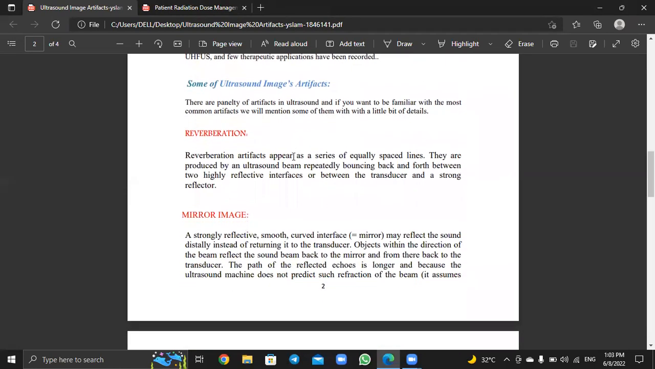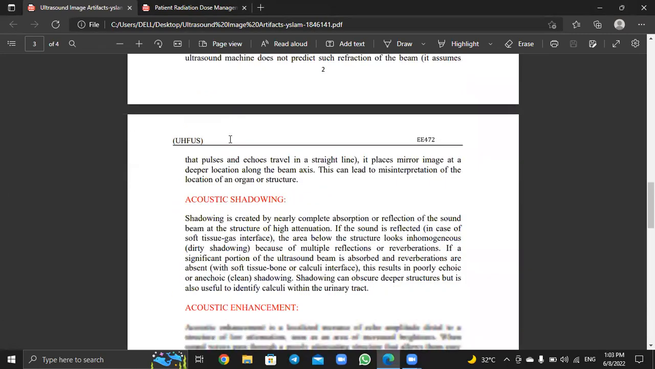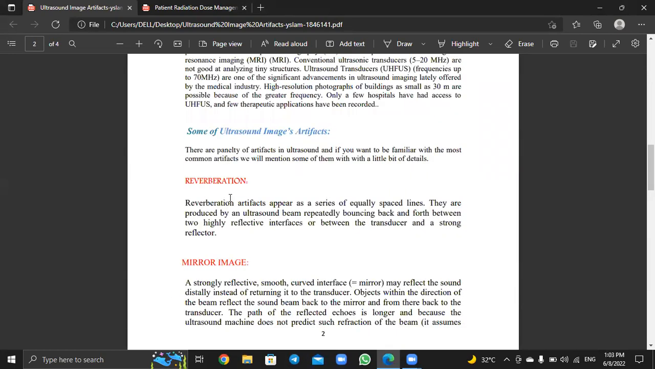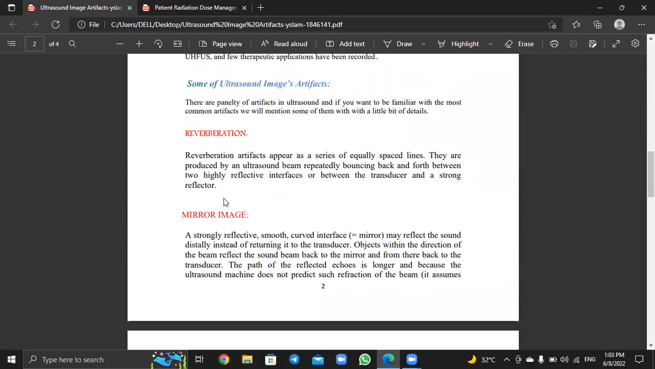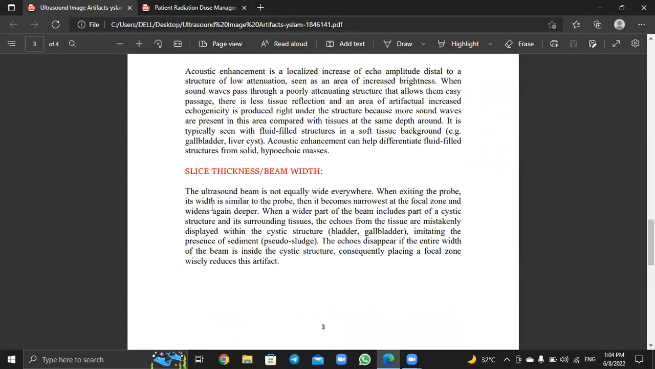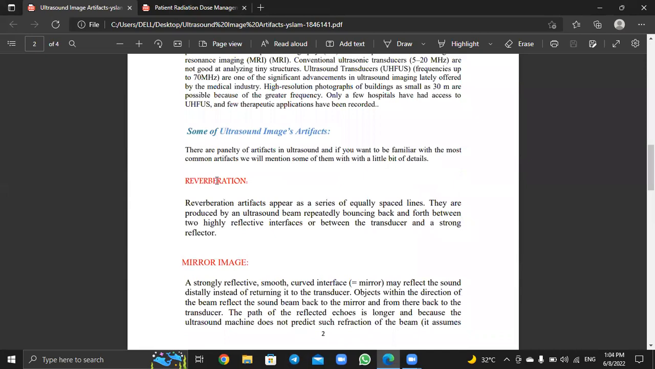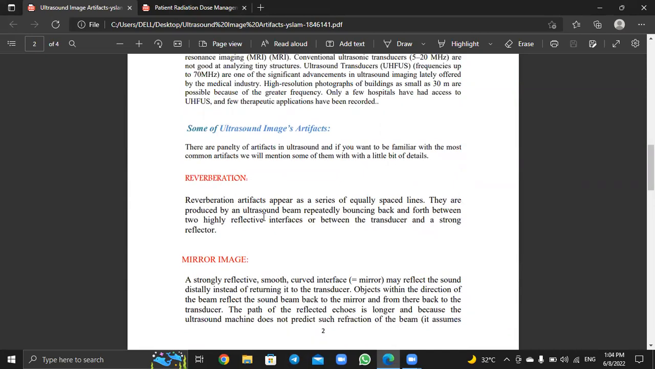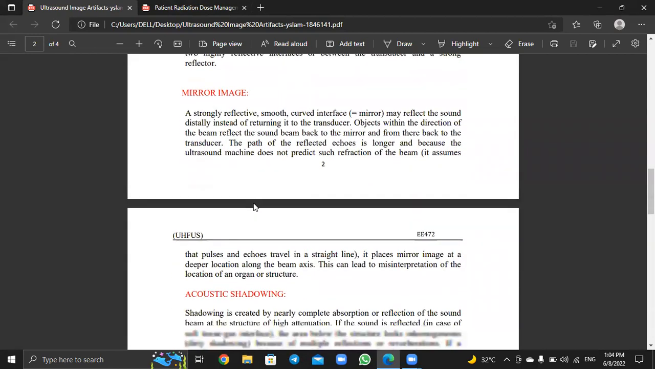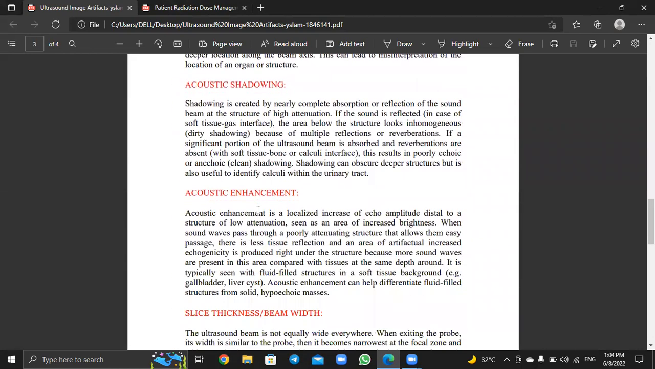So here are the five vocabularies that I have got during searching my research. So we have five different vocabularies: reverberation, mirror image, acoustic shadowing, acoustic enhancement, and finally slice thickness. I describe each one of them with a little bit of details, including the definition and a little bit of examples on every one of them based on the information that I've been searching for.